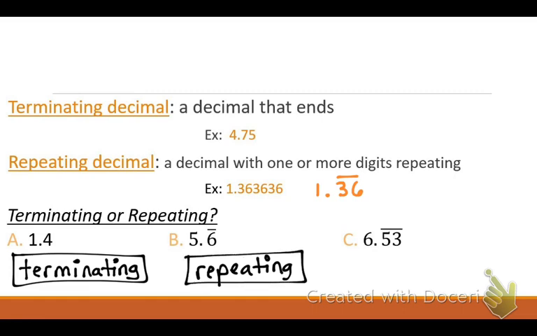Boys, problem C, 6.53 with the line on top repeating. What kind of a decimal is this? Repeating. It is a repeating decimal. So it should be pretty simple for you to understand whether something is terminating, it ends, or if it's repeating and continues to go on.